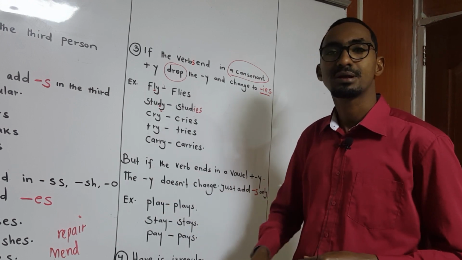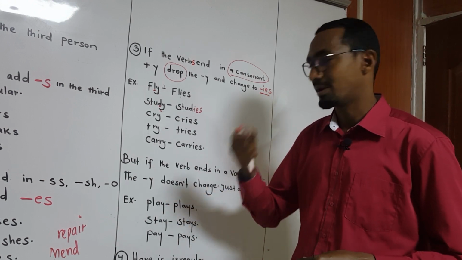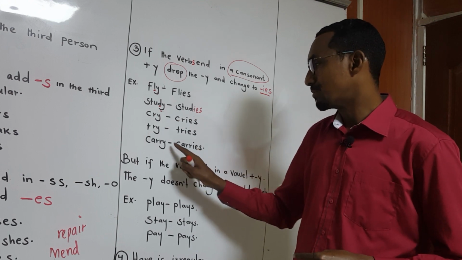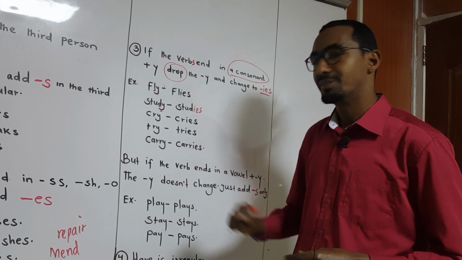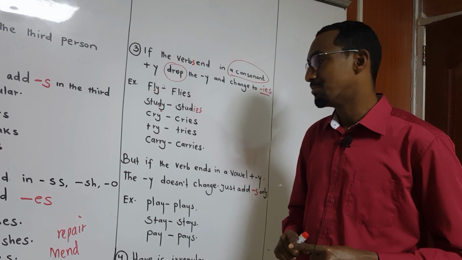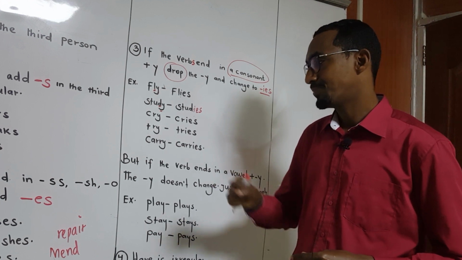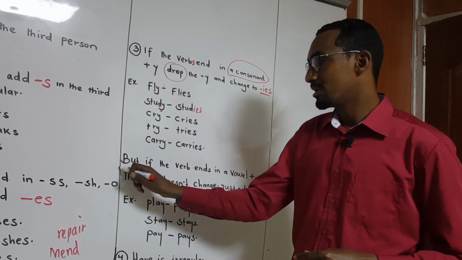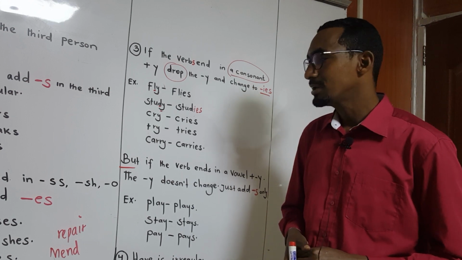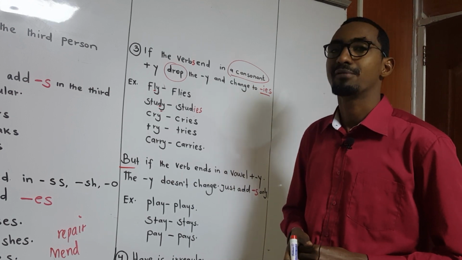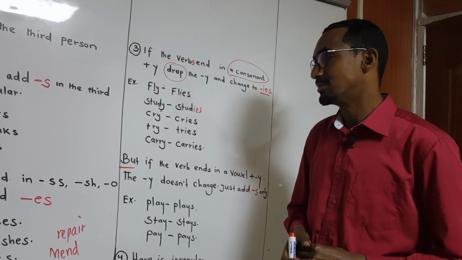Then the last one is carry. Here you remove the Y as usual and then you change to IES. Then it will become carries. Now, this rule is very important and you have to be very careful not to mix these two rules.